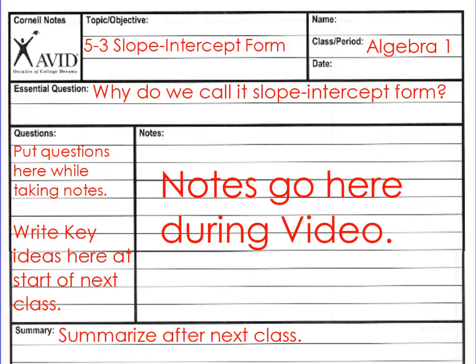Welcome, Algebra 1. This is section 5.3, Slope-Intercept Form. The essential question is, why do we call it Slope-Intercept Form?